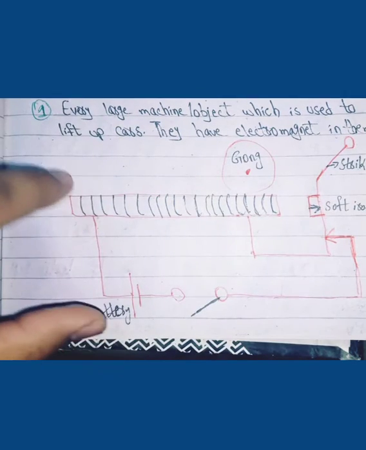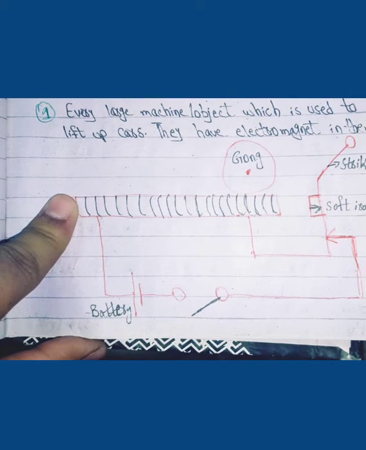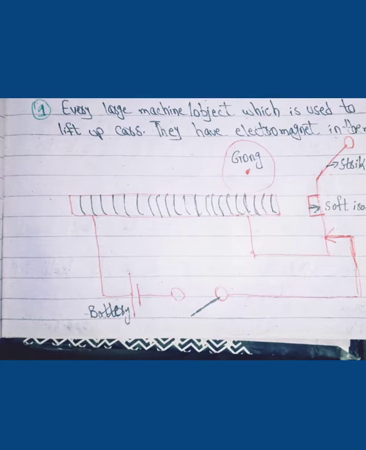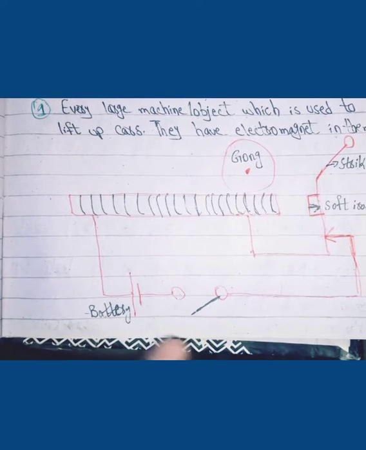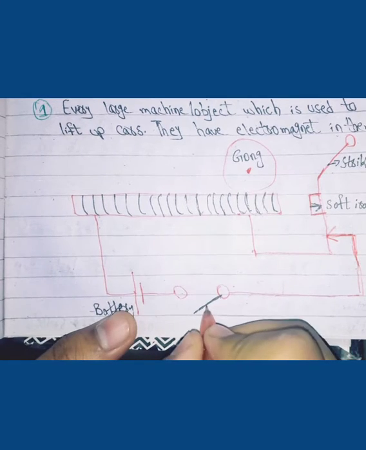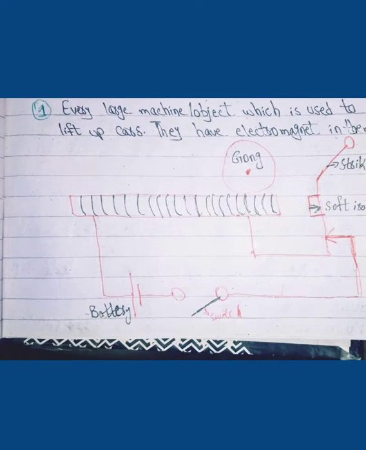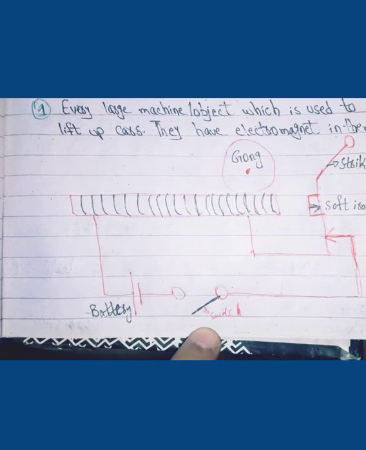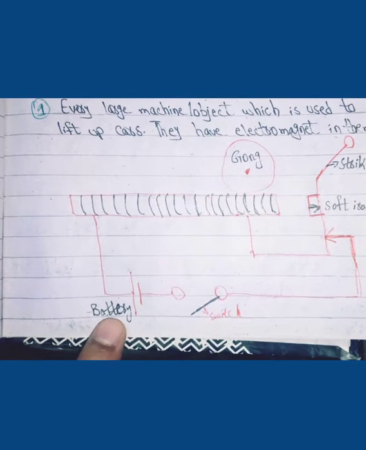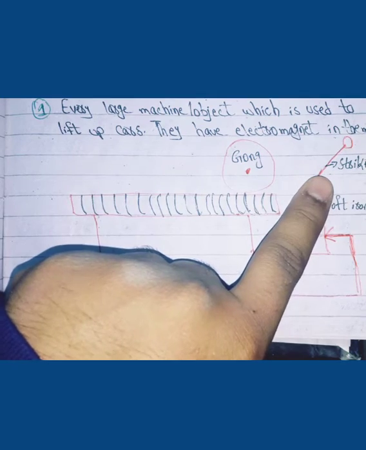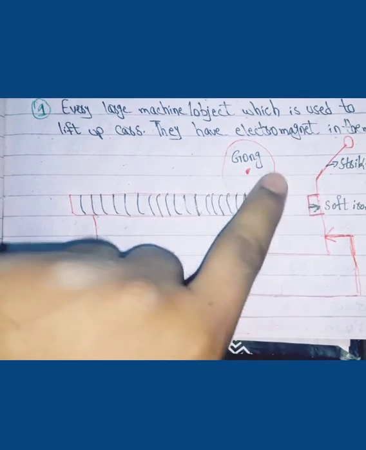Here is a simple diagram of electric bell. I can define it. So here's a switch. A switch is nothing but something we press to ring the bell. We press the switch to ring the bell. That's the battery. That's the soft iron. That's the striker, which strikes the gong. The gong is where we hear the sound.